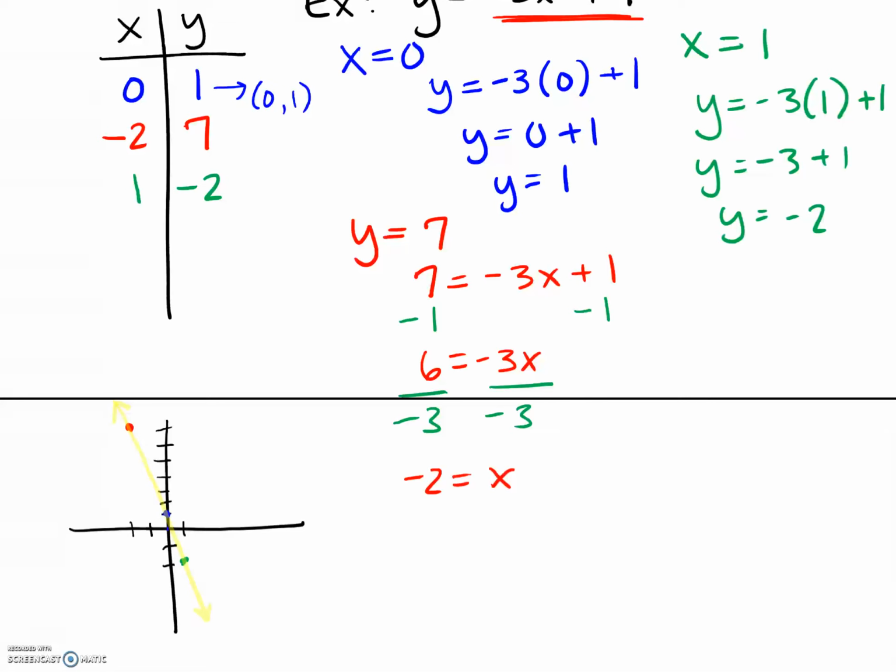You do want to make sure that when you draw this line, go ahead and make it black, that you have arrows on both sides to say that it continues forever and ever and ever. It's one thing that students tend to forget. So this is how you graph a line.